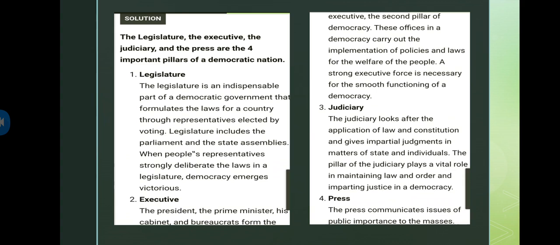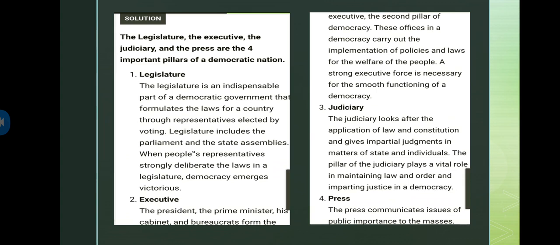The legislature, the executive, the judiciary and the press are the four important pillars of a democratic nation. So the very first one, legislature. The legislature is an indispensable part of a democratic government that formulates the laws for a country through representatives elected by voting. Legislature includes the parliament and the state assemblies. When people's representatives strongly deliberate the laws in a legislature, democracy emerges victorious. So that's all about legislature.